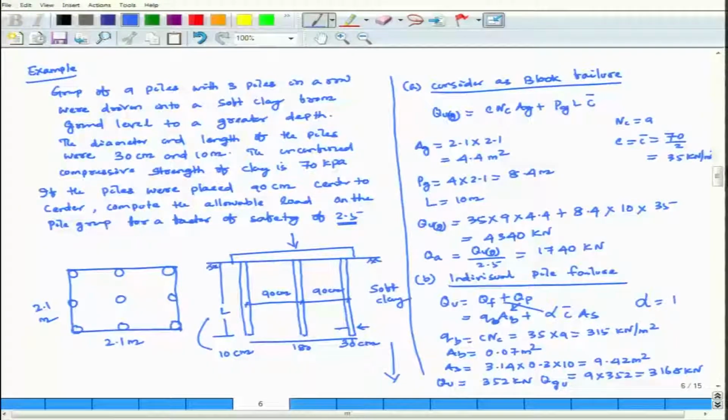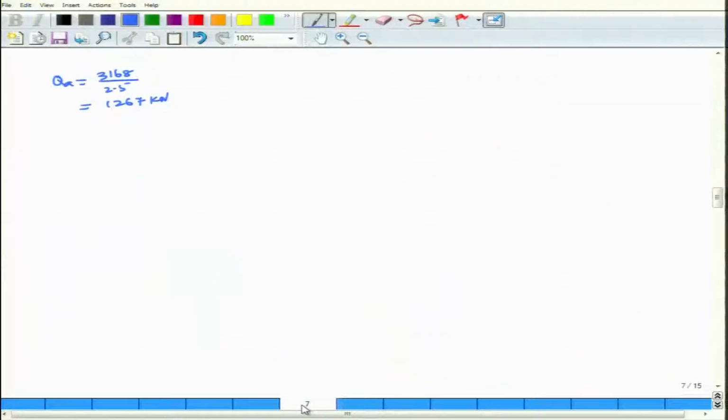Considering individual pile failure, QU is equal to frictional resistance plus point resistance, which is QB into AB plus alpha C bar AS. QB is equal to CNC. This AB is equal to area of base, pi by 4 into d square, 0.07 meter square. Surface area pi dl, this is your pi, this is your diameter 0.3, L is equal to 10, 9.42 meter square. QU is equal to 3168 kilonewton. Then Q allowable is coming about to be 1267.